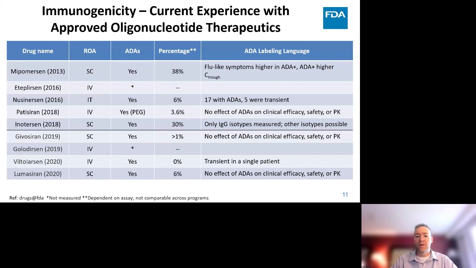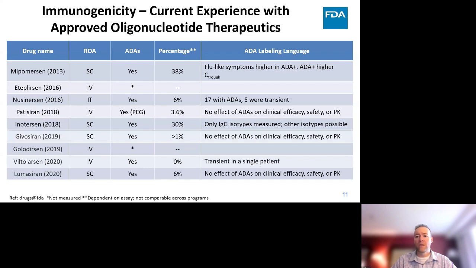So we'll start off with mipomersen, approved in 2013. Here was a unique case where we actually did see, and it's the only case where we saw, flu-like symptoms were higher in anti-drug antibody positive patients, and anti-drug antibody positivity did lead to increased C trough. With eteplirsen, the next approval in 2016, anti-drug antibodies were not measured. In 2016, nusinersen was approved.